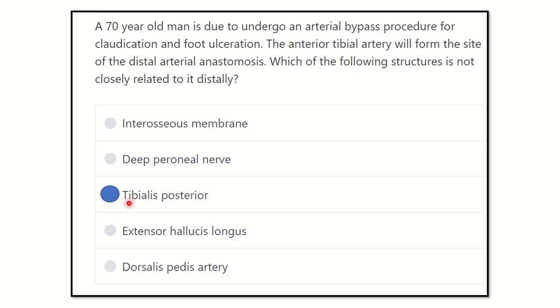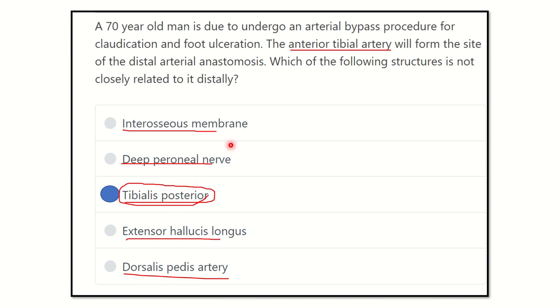So our final answer is tibialis posterior. Tibialis posterior is contained in the posterior compartment of the leg and is not related to the anterior tibial artery. Other structures, such as the interosseous membrane, are closely related to the anterior tibial artery. The deep peroneal nerve is also related. Extensor hallucis longus and dorsalis pedis artery are also very close to the anterior tibial artery. But the tibialis posterior, a structure in the posterior compartment of the leg, is not related to the anterior tibial artery.